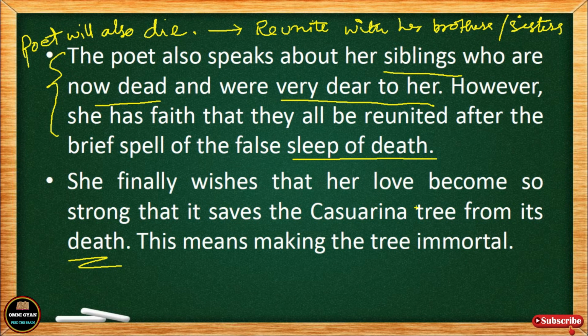Even my age, I would like to gift my age also to this tree. Through my strong love for the tree, I would like to gift my age also to the tree, so that the tree lives longer and never dies. So this means that the poet wants the tree to become immortal. So the poet wishes to say that I want to honor the tree by making a monument. I want to honor the tree by making it immortal. And this immortality comes from her strong love towards the casuarina tree.